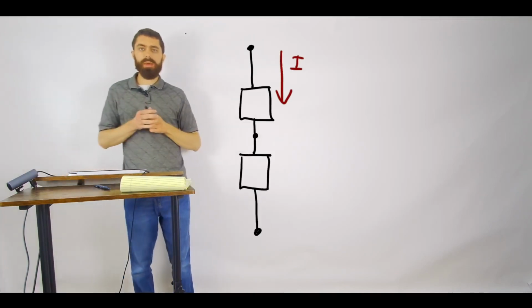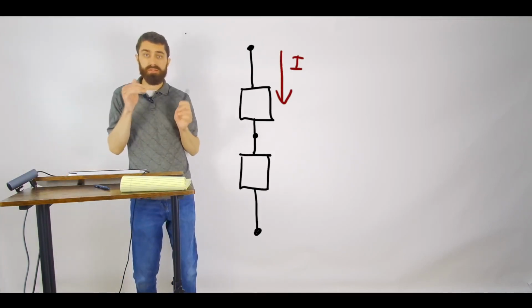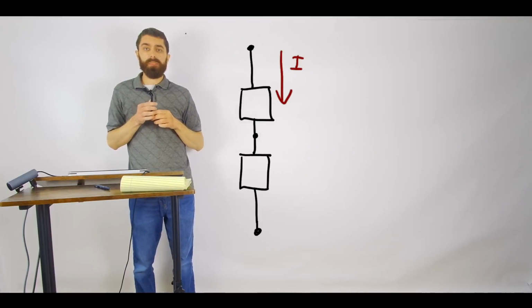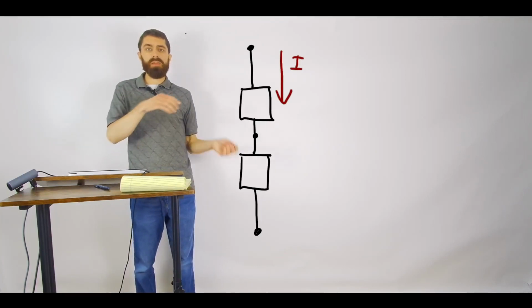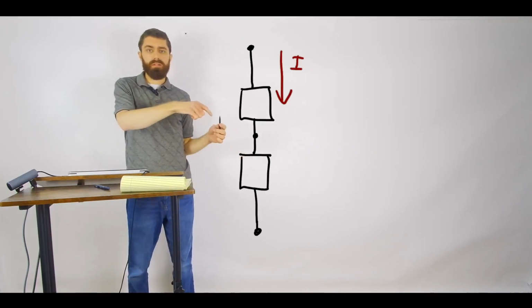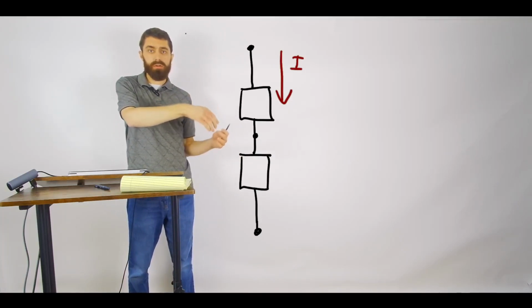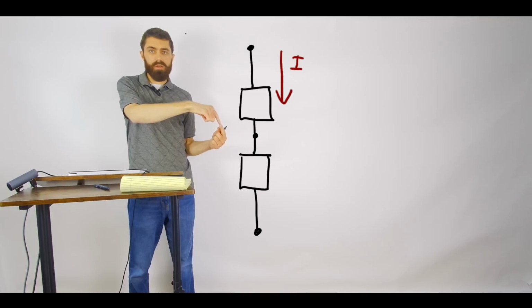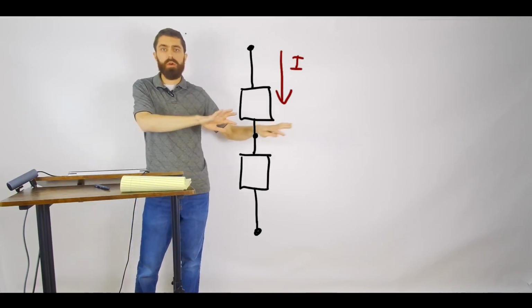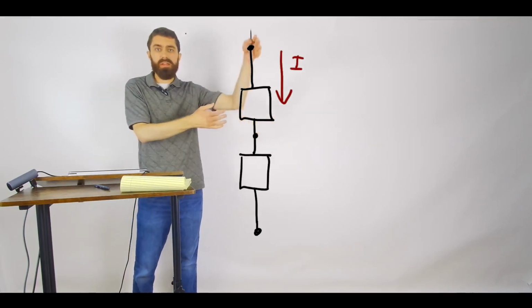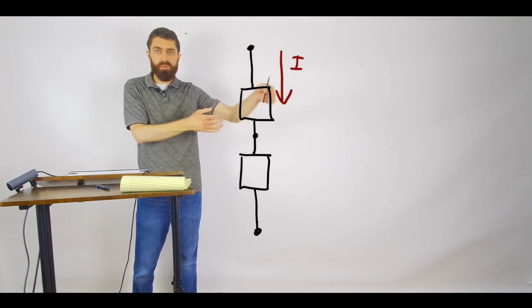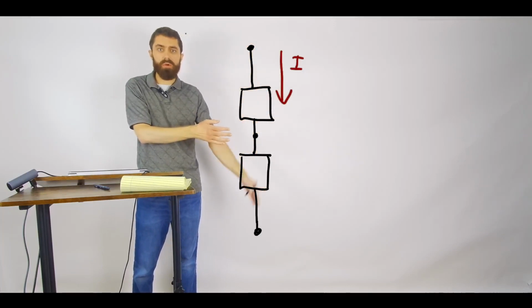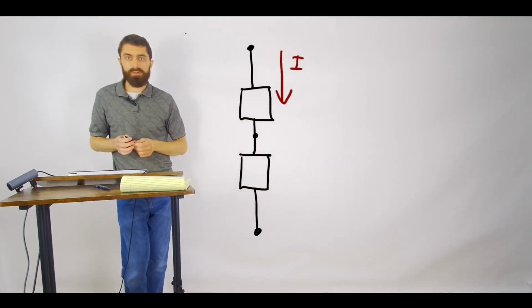So when we're talking about components being in series, we basically mean that they are joined together with no other components being connected, so that the current entering this one then will go through the other one.